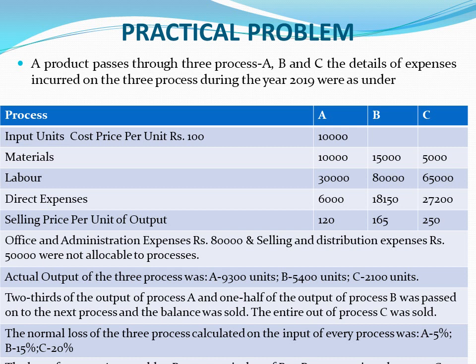The normal loss of the three processes, calculated on the input of every process, was A 5%, B 15%, C 20%. The loss of process A was sold at the rate of rupees 2 per unit, that of B at rupees 5 per unit, and process C at rupees 10 per unit. Prepare the three process accounts and the profit and loss account.